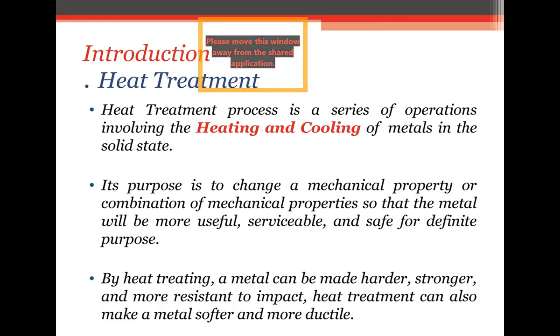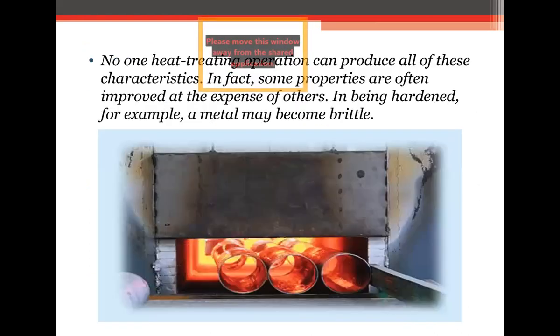Third, by heat treating, a metal can be made harder, stronger and more resistant to impact. Heat treatment can also make a metal softer and more ductile. No one heat treatment action can produce all these characteristics. In fact, some properties are often improved at the expense of others. In being hardened, for example, a metal may become brittle.